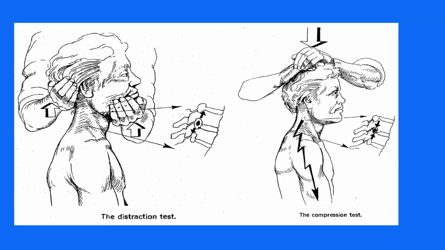In addition, you can have the distraction test. You pull the head, which decreases pressure on the nerve. It will increase the nerve root canal, and as a result, they will have relief. On the other hand, the opposite side will decrease it and they will have more pain.